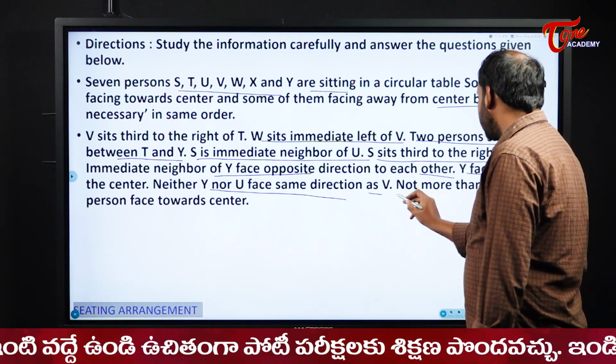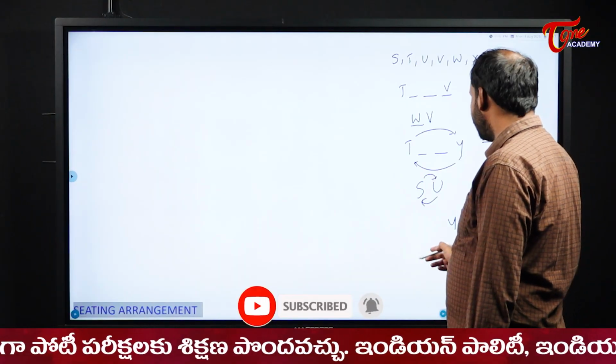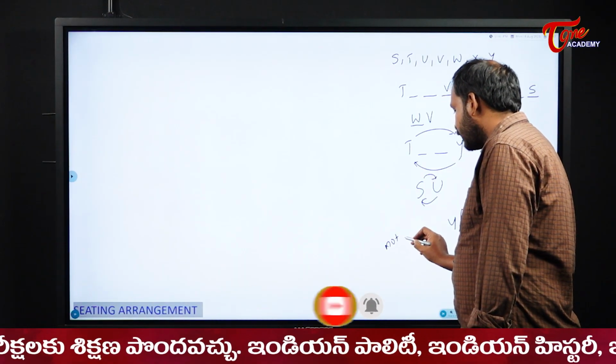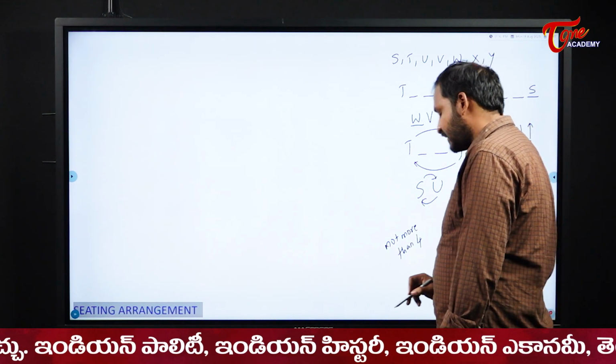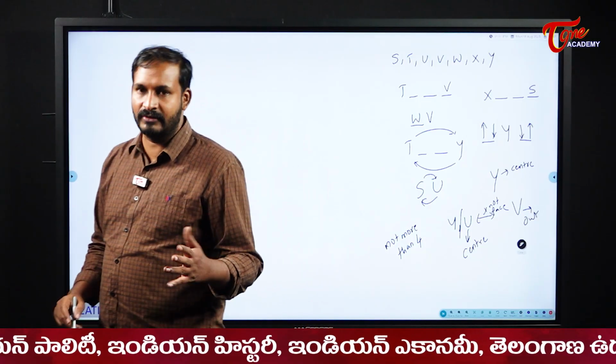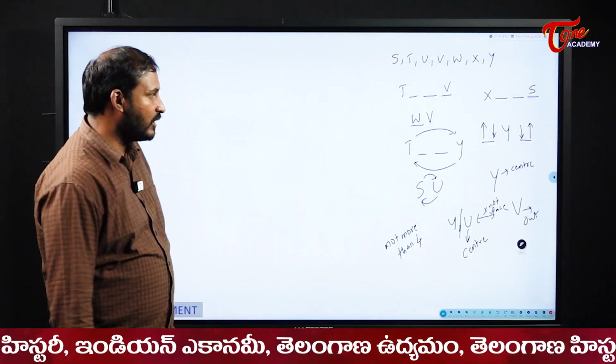Next, not more than 4 persons face towards the center. That means it can be 3, 2, 1, whatever it is, but it will not exceed 4. That is the logic for us.